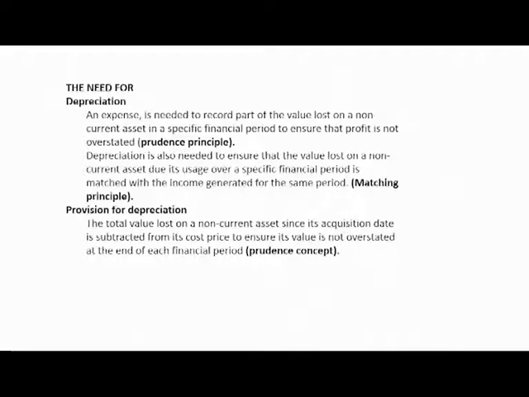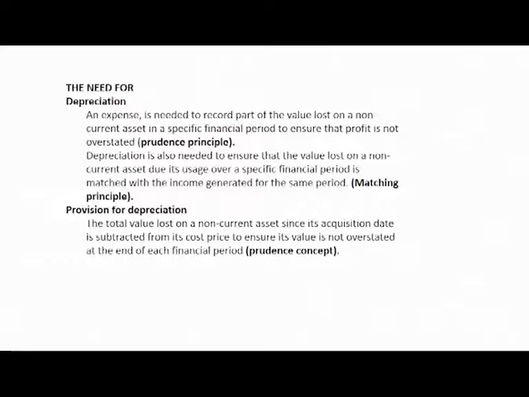The moment we start using these assets to generate further income for the business, we concentrate on the income being generated, but we forget that the more we use these assets, the more the value of the asset goes down. If we don't consider this, we'll end up overestimating our income and underestimating our expenses. Because of the prudence principle, an expense is needed to record part of the value lost on our non-current asset in the specific financial period, to ensure that our profit at the end of the day is not overstated. That is the prudence principle.